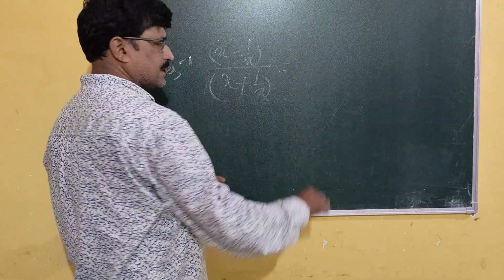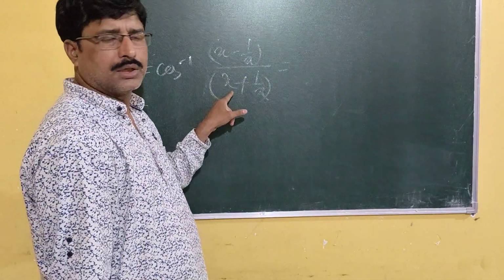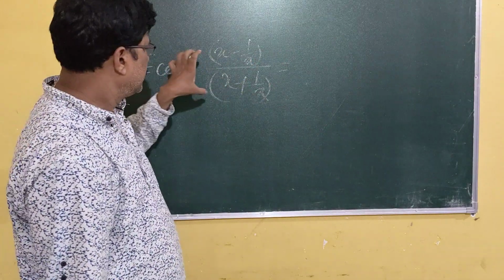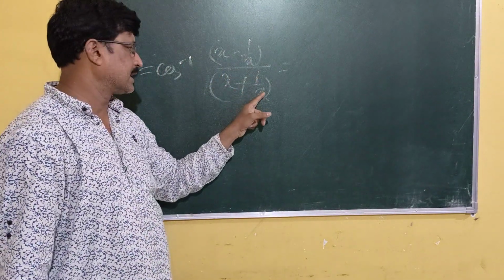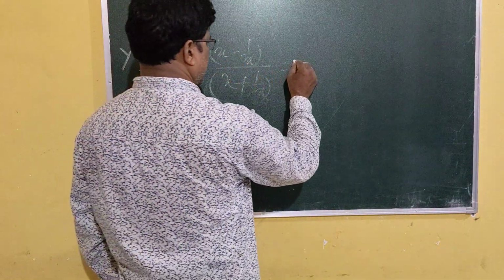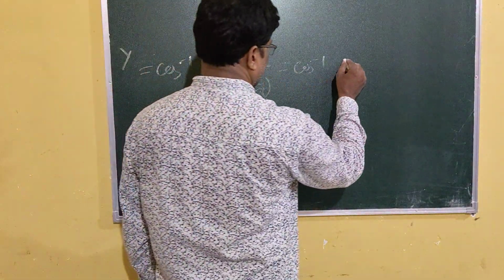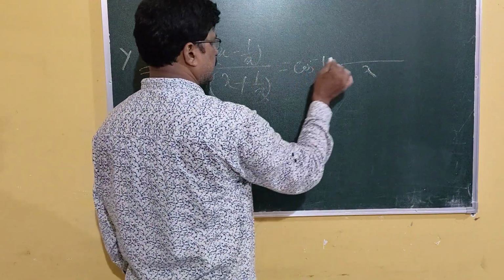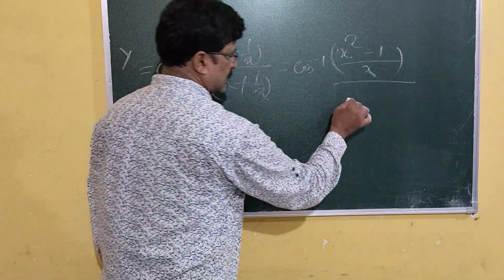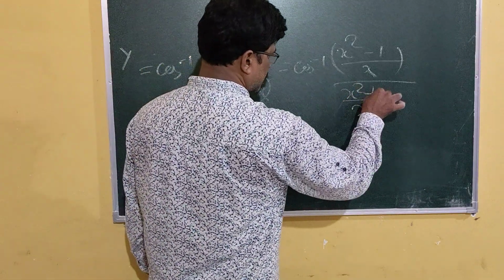This is a thinking problem. Here two functions are there, u by v. First of all, we have to think about the denominator x and take a simplified form. Take the LCM, which is x, so the numerator becomes x square minus 1 by x, and similarly the denominator becomes x square plus 1 by x.